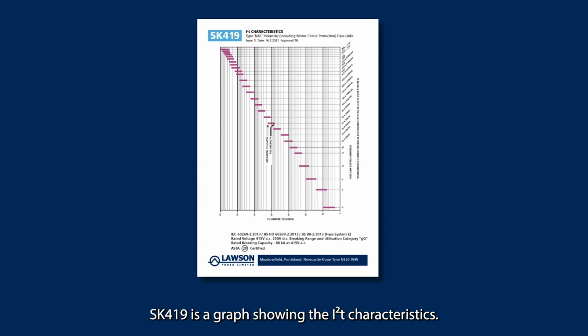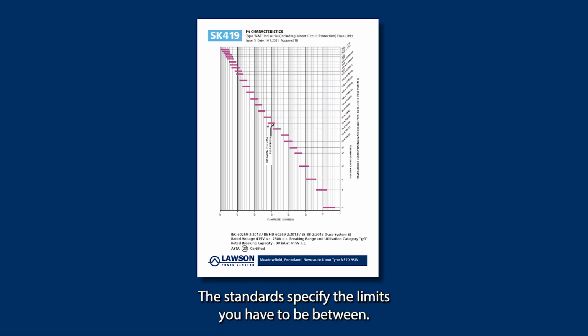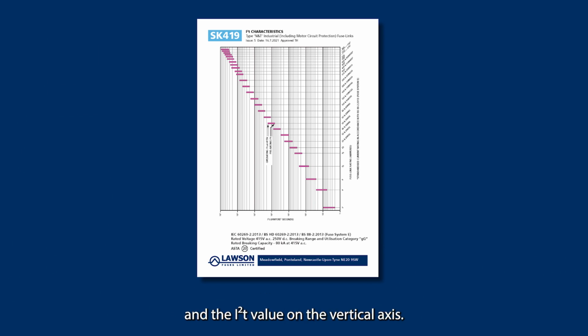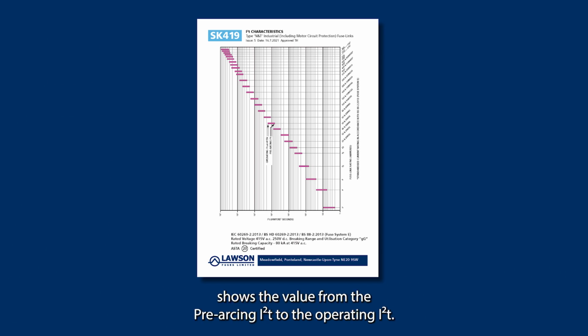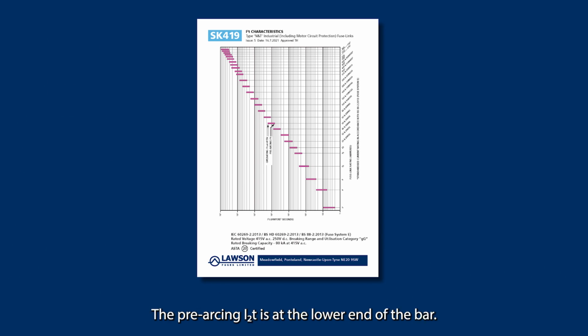SK419 is a graph showing the I²t characteristics. The standards specify the limits you have to be between. This table shows the actual values of Lawson Fuses components. The axes are just the current values on the horizontal axis and the I²t value on the vertical axis. The coloured bar shows the value from the pre-arcing I²t to the operating I²t. The pre-arcing I²t is at the lower end of the bar.